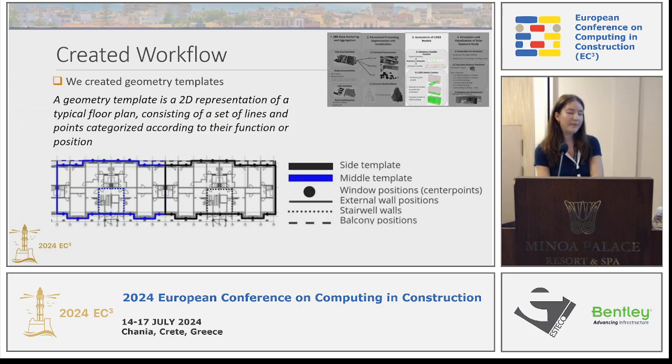So then the geometry templates. Well, we defined geometry templates as a 2D representation of a typical floor plan. We divided it into a set of lines and points which all had attached the category that shows their function or their position. So there was for us, as I said, 2 different models in the pilot area, middle module and the side module. And then the points indicate a window, so a window center point. And then we have the external walls, stairwell walls, and balconies as lines.